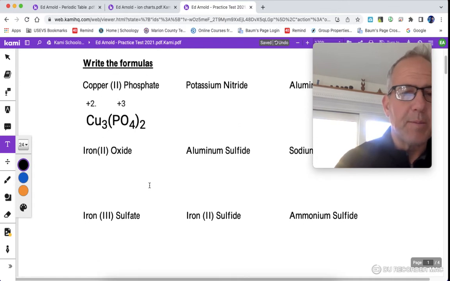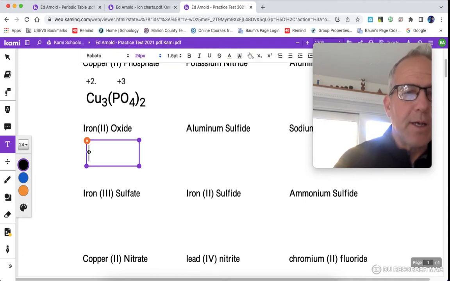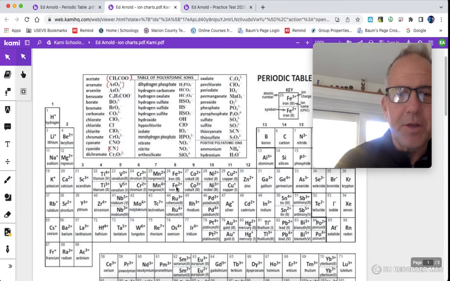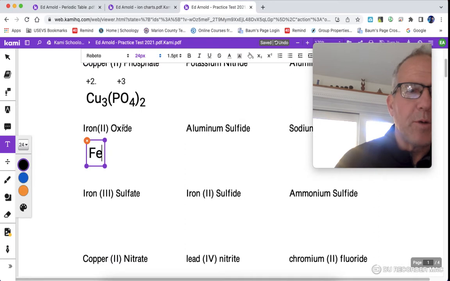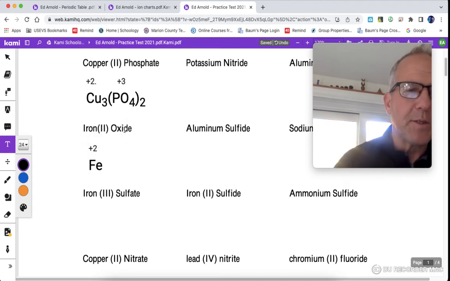All right, I'm going to pop down here and do one more in this section. This is iron 2 oxide. So I'm going to start with Fe. And let me go show you where I'm finding this stuff. I'm on the ion chart. There's Fe, and this is iron 2. So it's Fe plus 2. Remember that Roman numeral is the charge. So if you know the symbol, you don't have to look it up because you already know what it's going to be. It's Fe plus 2.